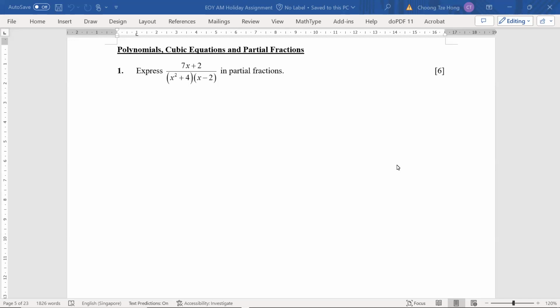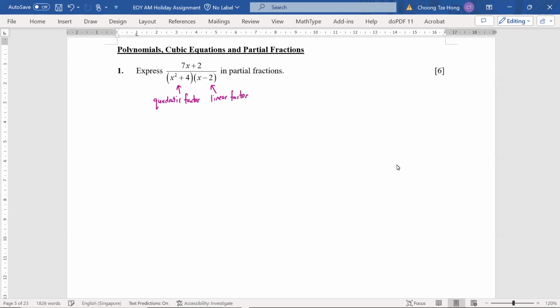The next thing is you need to ask yourself what form to break this up into. In order to answer this, we need to identify what factors we have in the denominator. Over here, we can see that we have a quadratic factor, x² + 4. Then over here we have a linear factor.